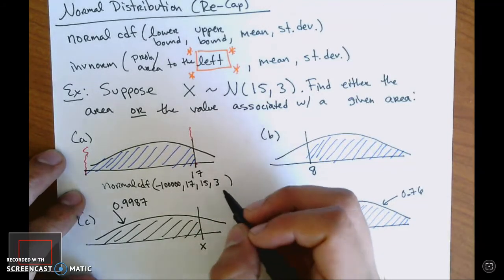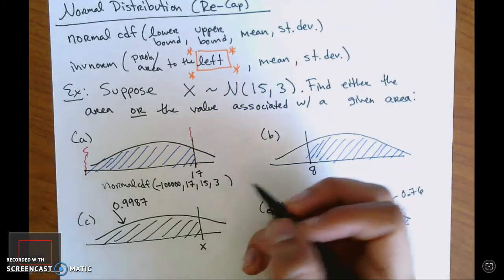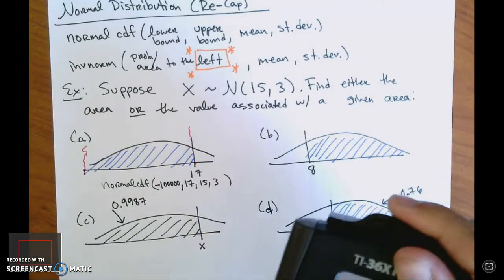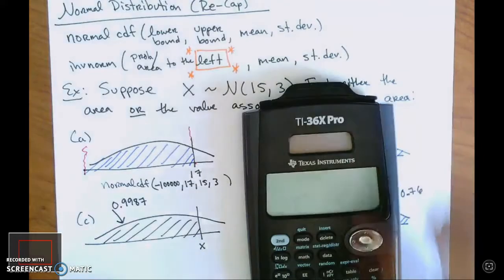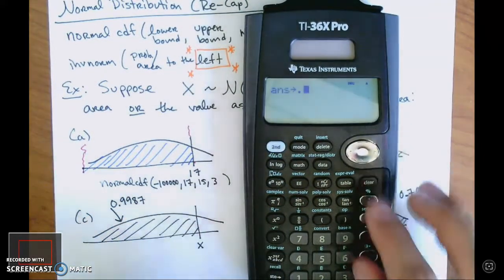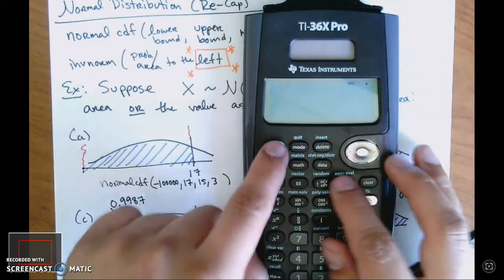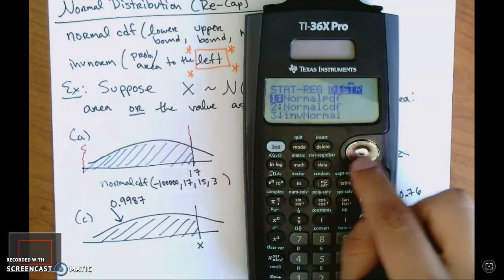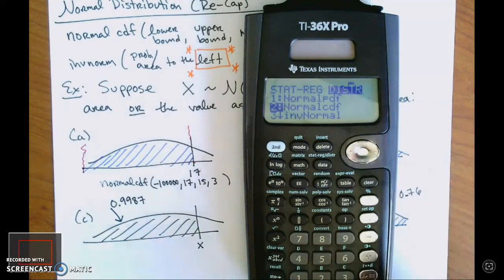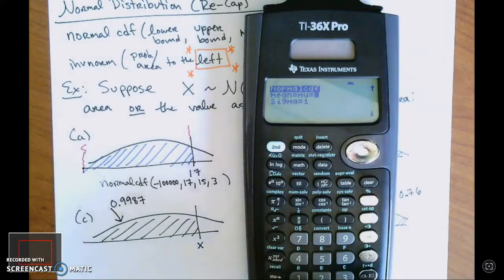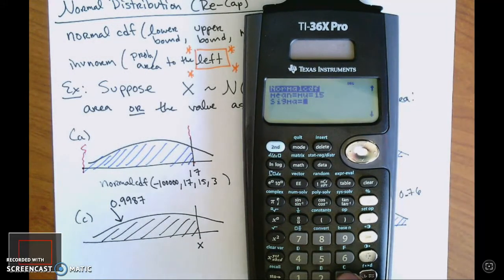So all we have to do now is plug this into our calculator. I have my TI-36 here with me, so you can follow along if you'd like. Remember what you want to press with your TI-36. You want to press second and then data. So second data, then go to distributions, and then go to normal CDF. Now here, the mean, mu, is just going to be equal to 15. Sigma is going to be equal to 3.